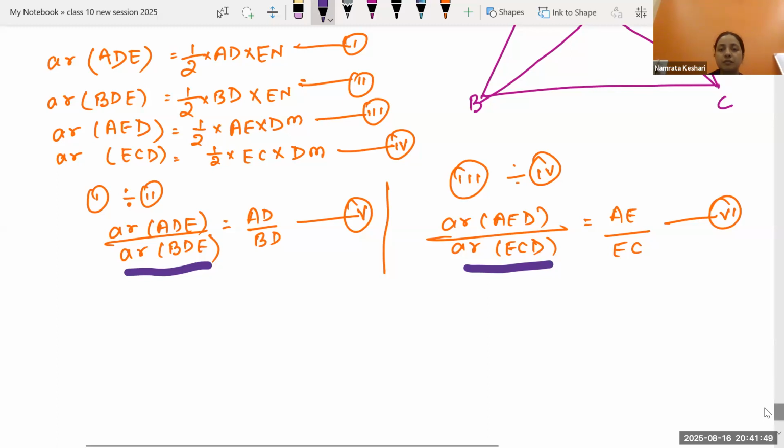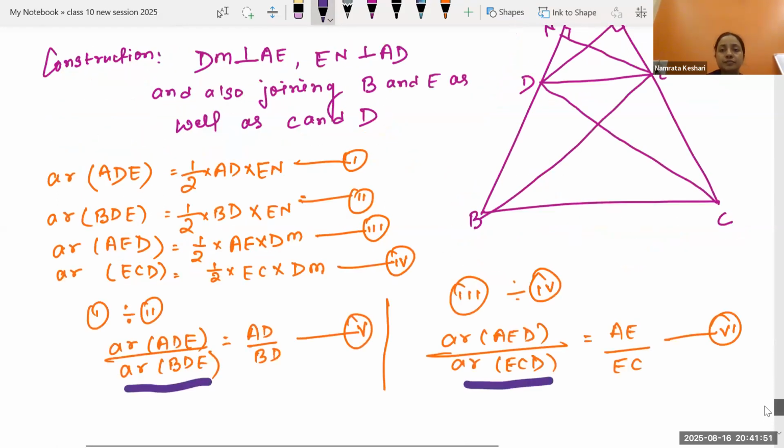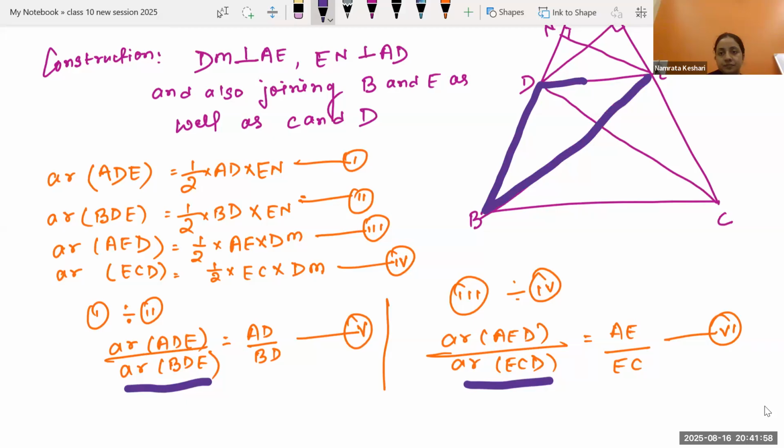BDE and ECD. Anyhow, if we can show that these two triangles have the same area, then we are done with the proof, and that's what we are going to do.